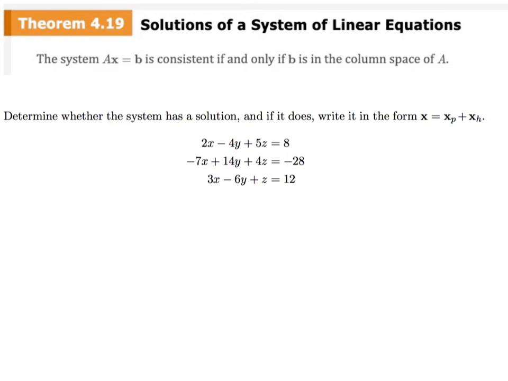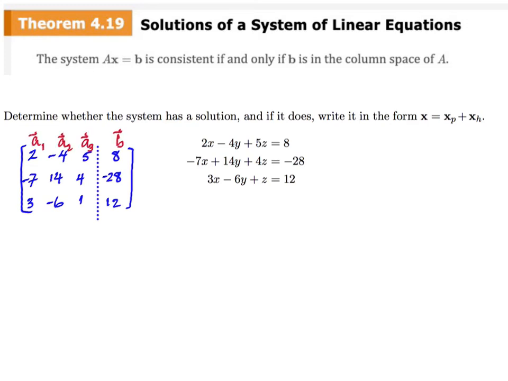In this example, it says, first determine whether the system has a solution, and if it does, write it in the form x equals x sub p plus x sub h. So we're going to use theorem 4.19 to decide whether or not the system is consistent. If we write down the augmented matrix for the system, look at the B column on the far right. The column vector is 8, -28, 12. And look at the very first column on the far left, 2, -7, 3. We can see that the column vector B is just 4 times the column vector A1. So clearly B is in the column space of the coefficient matrix A.